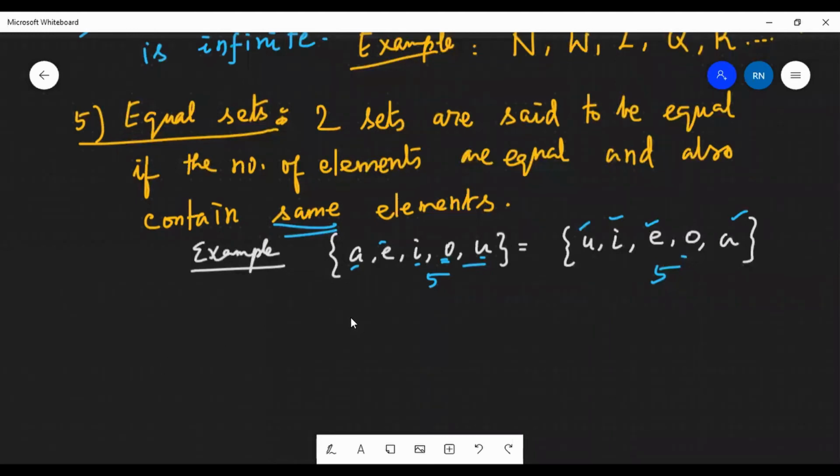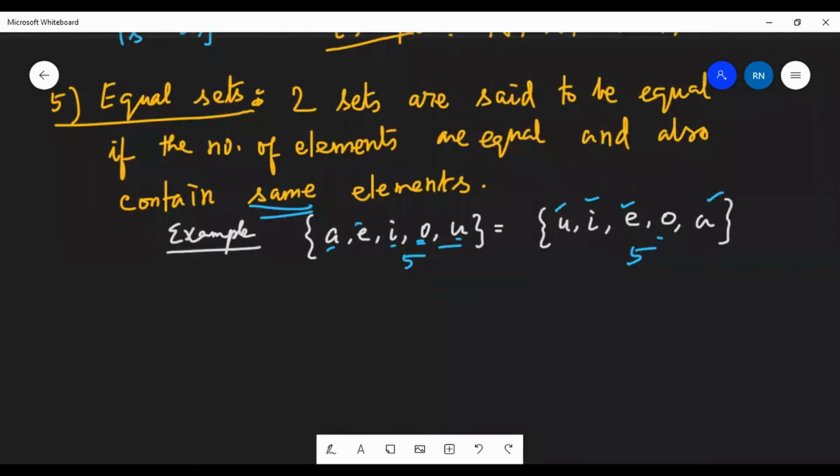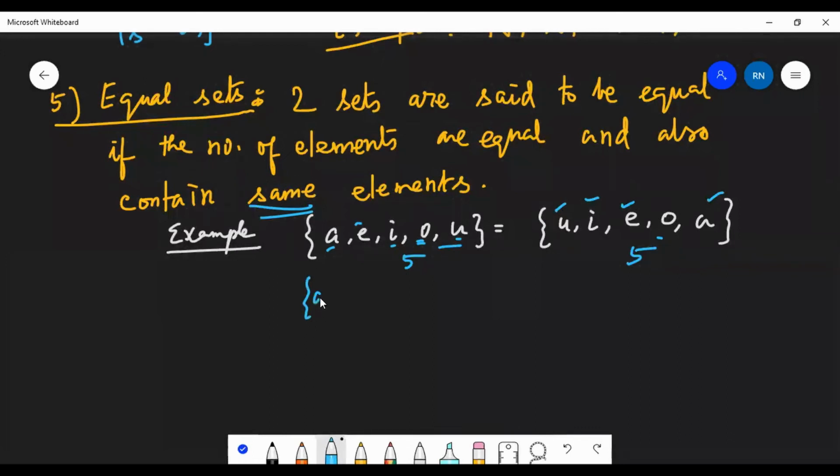Okay. At the same time, just to give a more complete meaning, suppose the number of elements A, E, I, O, U and X and Y are there. Now, can you say this is equal? I have written equal. Is it correct to say that it is equal? So it does not hold.